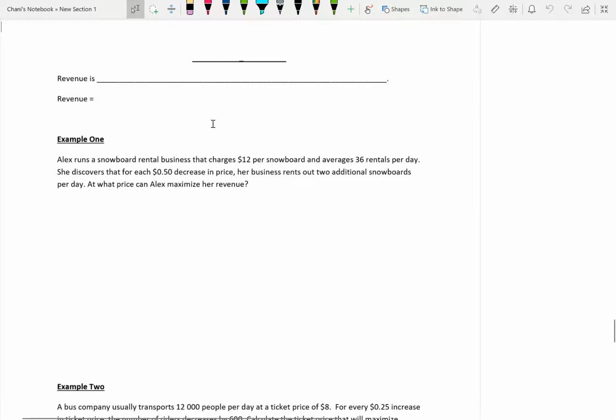So the first thing we need to do is make sure you understand what revenue is. Revenue is the amount of money you take in or you earn, so before your costs. So if you're selling t-shirts for $10 a t-shirt and you sell 5 t-shirts, you've earned $50. That is what your revenue is.